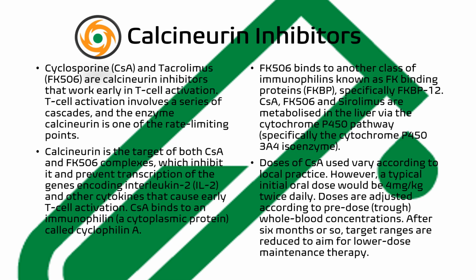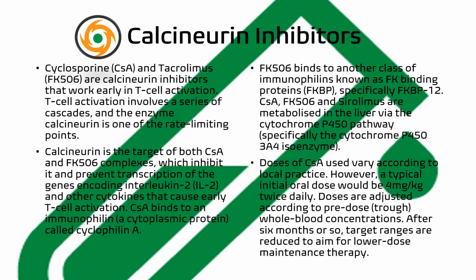And CSA binds to immunophilin, a cytoplasmic protein called cyclophilin A. And at the same time, FK506 tacrolimus also binds to another class of immunophilins known as FK binding proteins or FKBP, specifically FKBP12.